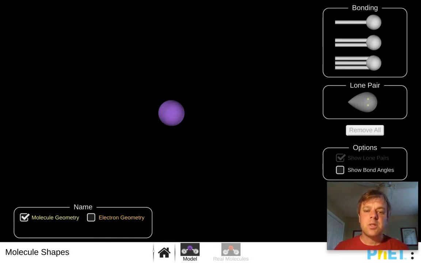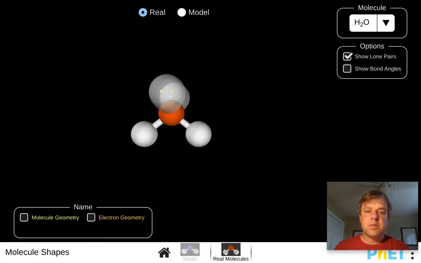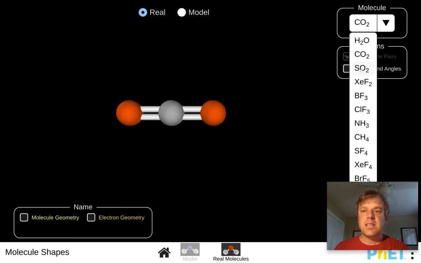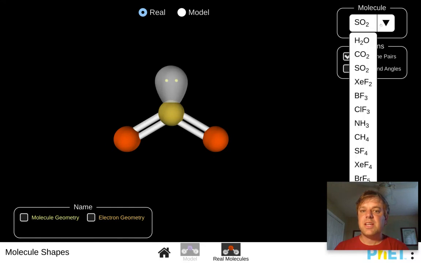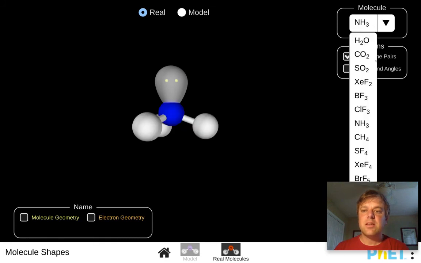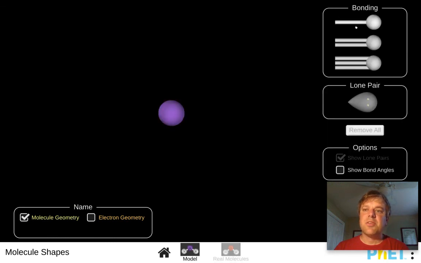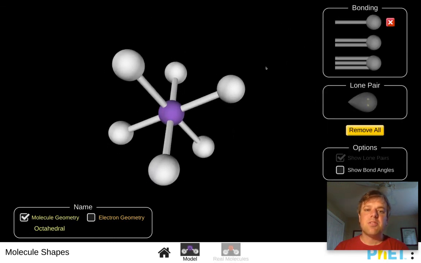You can also, down here at the bottom, flip over to real molecules. This shows a water molecule, or carbon dioxide, or sulfur dioxide, or there's all sorts of things. There's NH3. So you can mess around with those. But with the model, it lets you build your own things. And you can build some really crazy stuff.